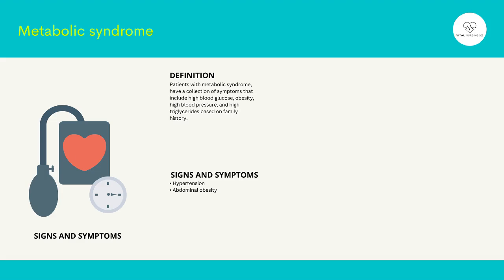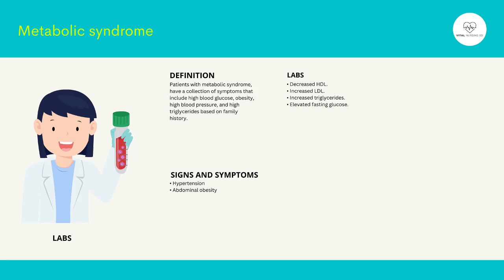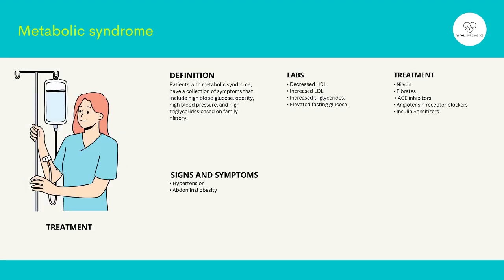Now here are the signs and symptoms of the patient. The patient will present with hypertension plus abdominal obesity. Now let's go over important labs as they will reflect the following: decreased HDL, increased LDL, increased triglycerides, elevated fasting glucose. Okay, let's move on and learn about treatments for metabolic syndrome.